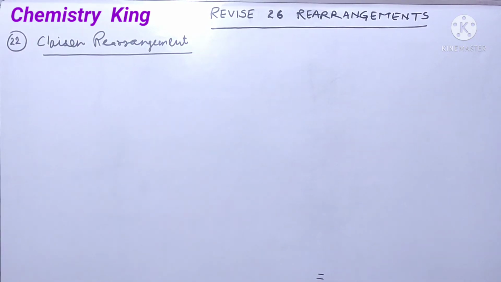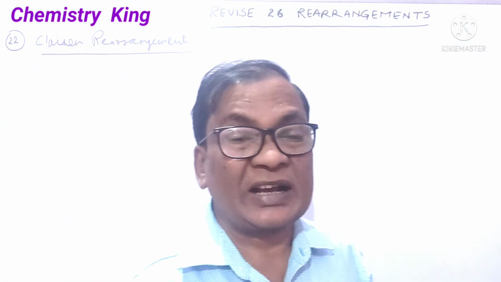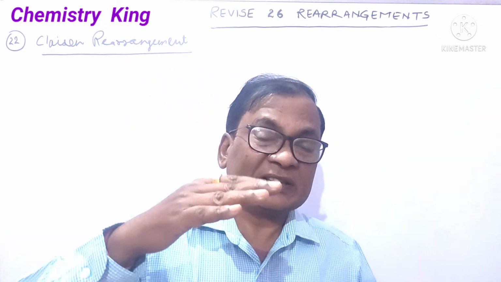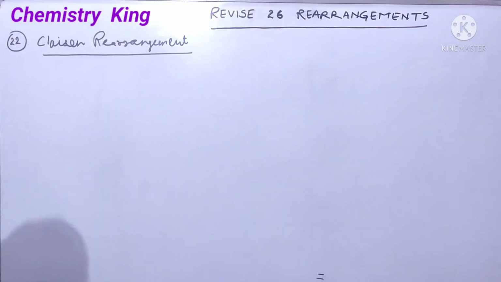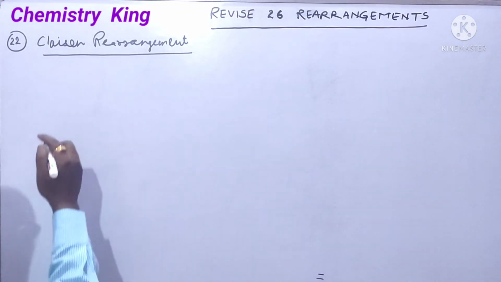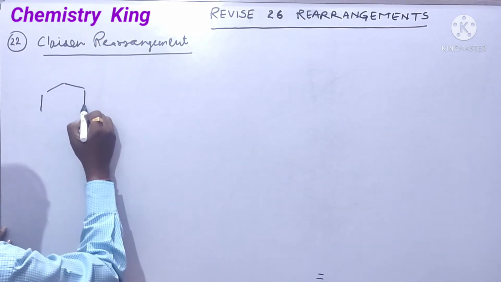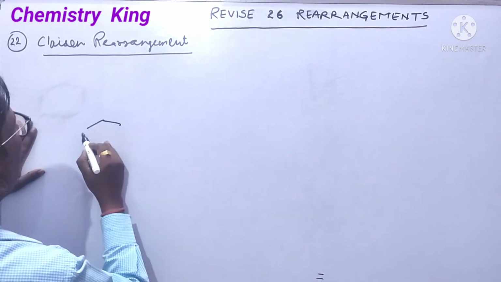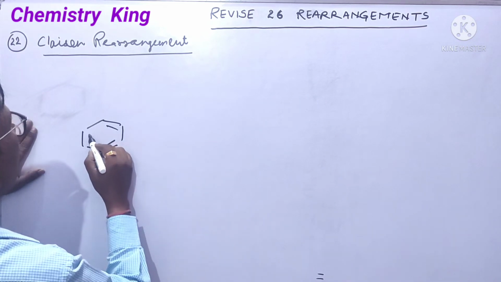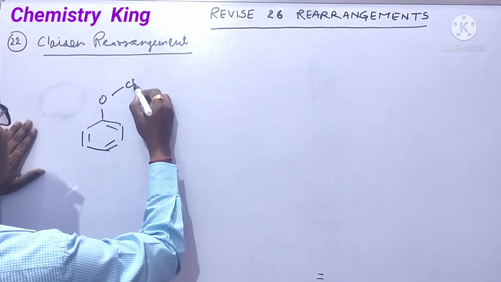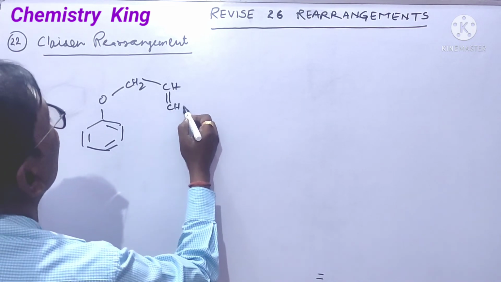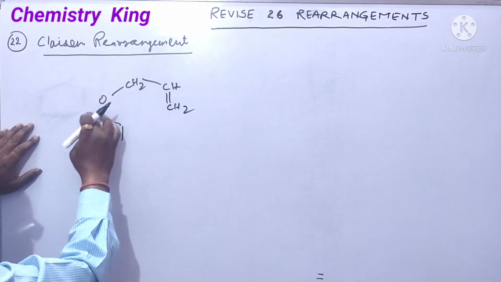Number 22. It is Claisen rearrangement. Friends, it is different from Claisen condensation. In Claisen condensation, you get ethyl acetoacetate. Here, when allyl phenyl ether is heated, right here, CH2 CH double bond CH2, it is the allyl group. Allyl, it is phenyl.